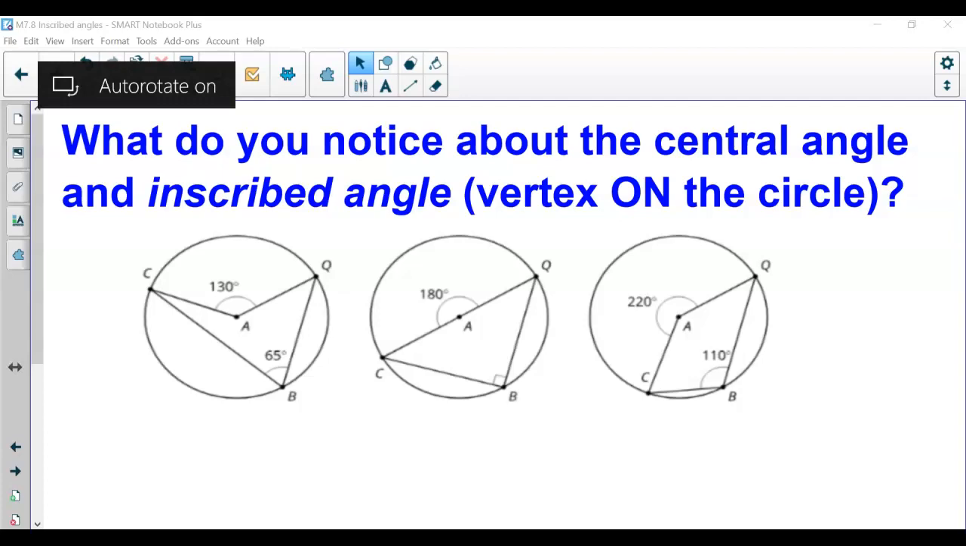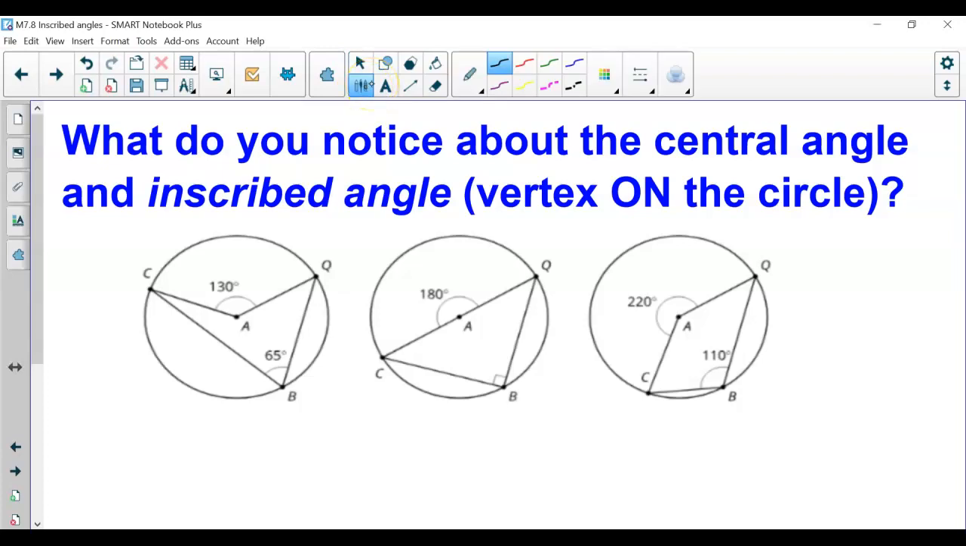So in this lesson now, we start focusing on the inscribed angle and arc relationship. So first off, what do you notice about the central angle, so our angle in the center, and now what we're going to call the inscribed angle, which is the angle where the vertex is now on the circle? Well, notice here, our central angle is 130 degrees. The arc it creates, CQ, therefore, would be 130 degrees.